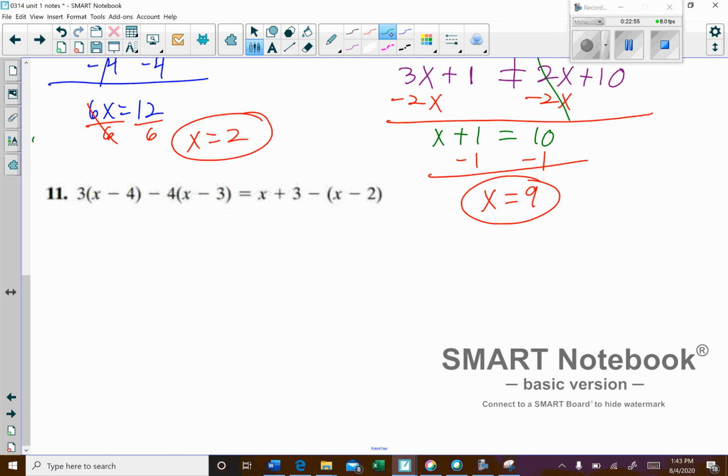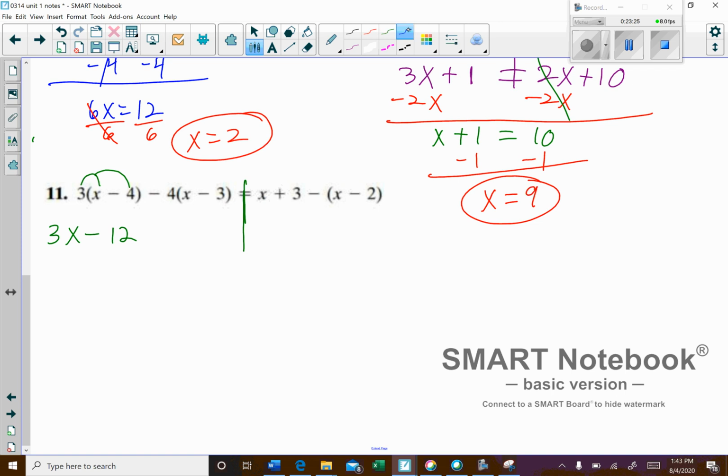All right. So on number 11, it looks really messy, right? That looks pretty complicated. But if we just take it step by step, it's really not going to be too bad. Each step is not impossible. And so if we just take it a little at a time. So the first thing we'll do here is multiply both of these by 3 with our distributive property. So 3x, and then this will become a -12.